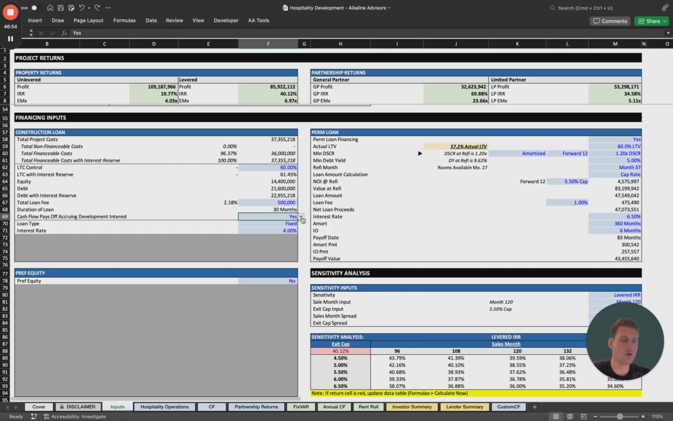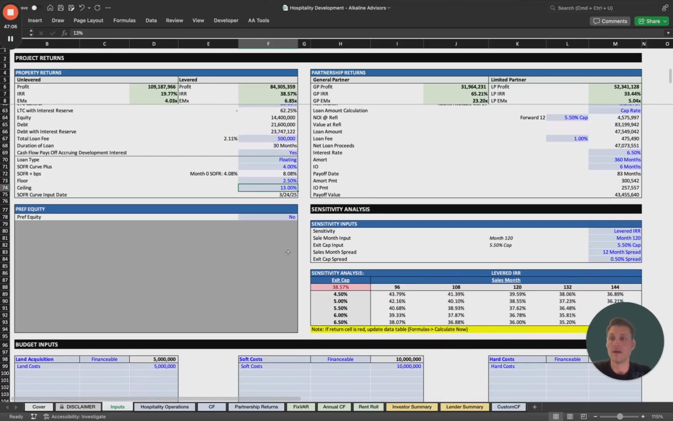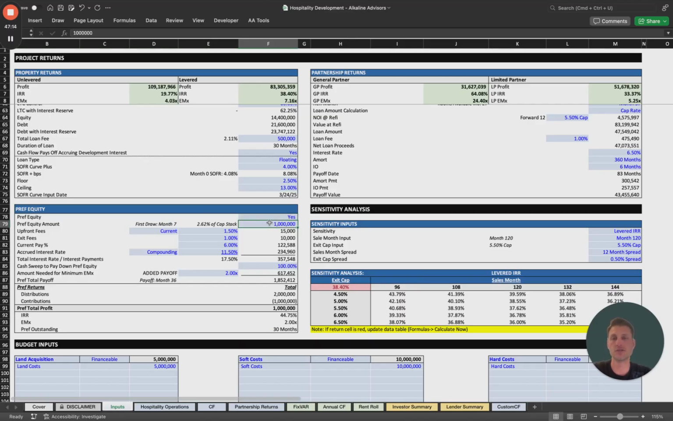So we would toggle this to yes, and then let's just say we want floating with SOFR, with 4% over SOFR, and then we're going to have a floor of 2.5 and a ceiling of 13%. The next input section is pref equity or Mezz debt. If you don't have any, you can keep this as no. If you do have, you would toggle this to yes, choose the amount of capital you're bringing to the table, and then we can choose what the terms look like. So are there upfront fees? Are those upfront fees accruing? Are they paid current? What does that look like?